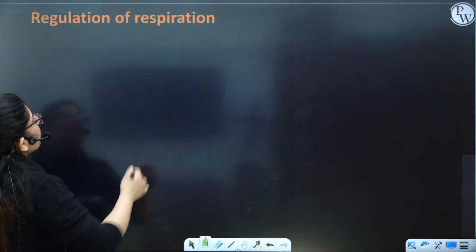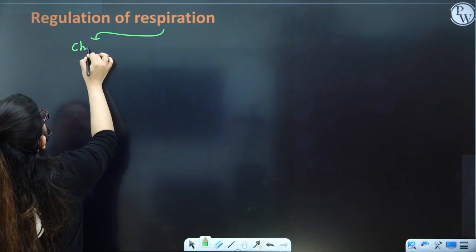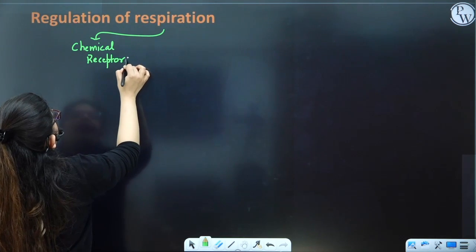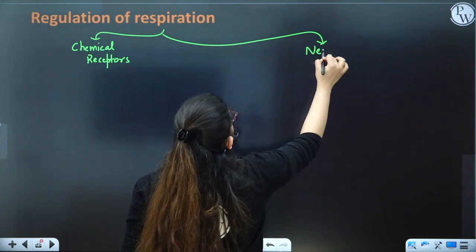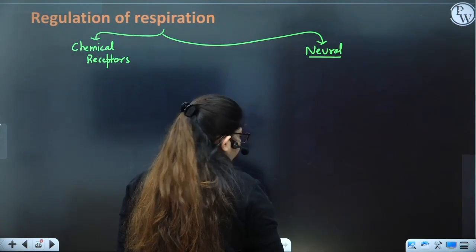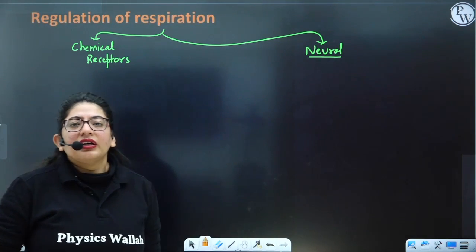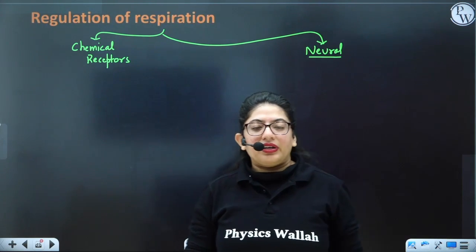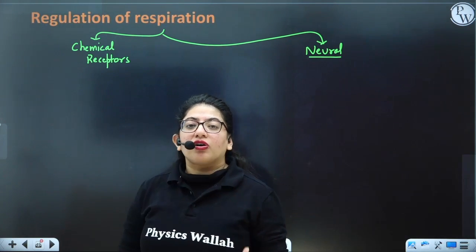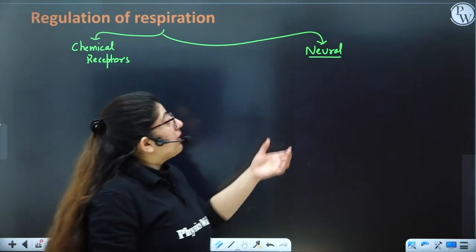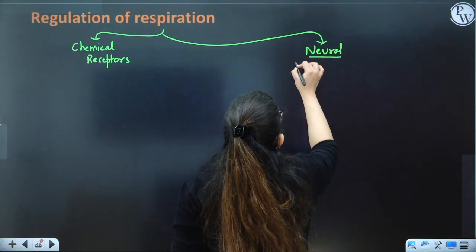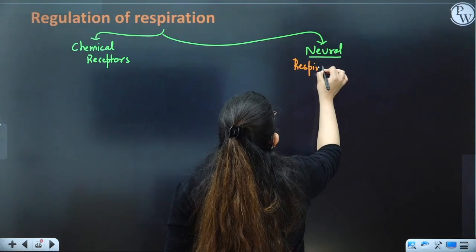Let's talk about the regulation of respiration. So regulation takes place by two means. One is the chemical receptors and another is through neural means. Let's talk about neural first. Whenever there is a neural regulation, make sure there will be a center in the brain. Like if I say the neural regulation of vomiting, it takes place with the help of a control center in the brain, that is medulla, right? Similarly, in the brain we have the respiratory rhythm center. What do we have? We have a respiratory rhythm center.